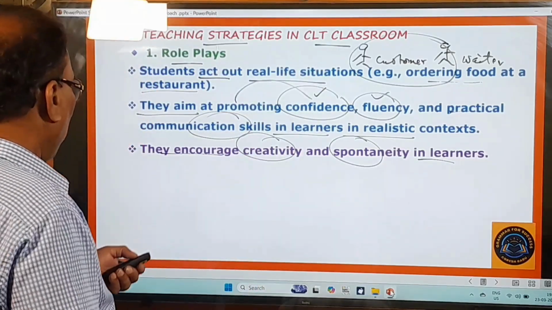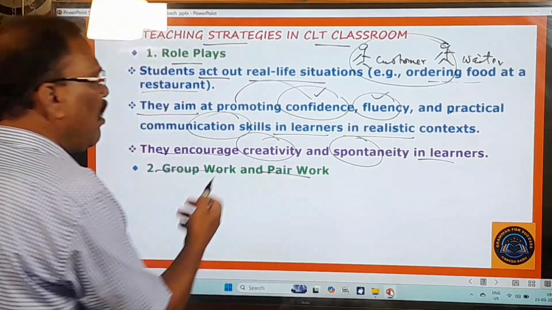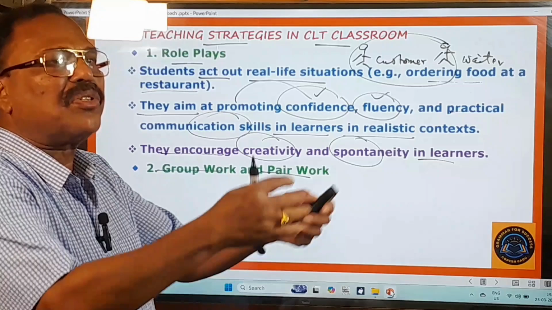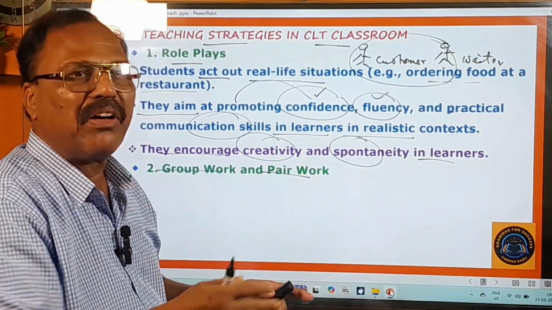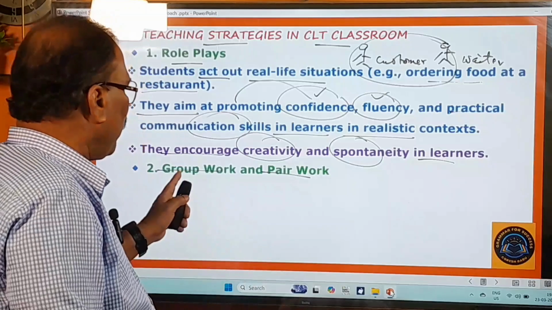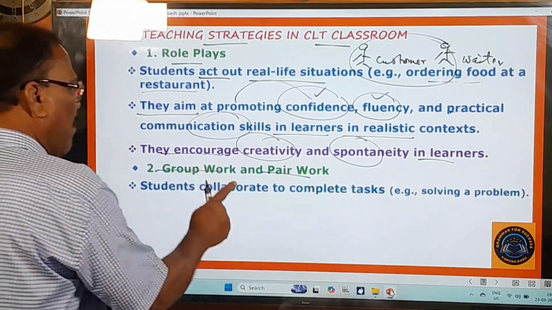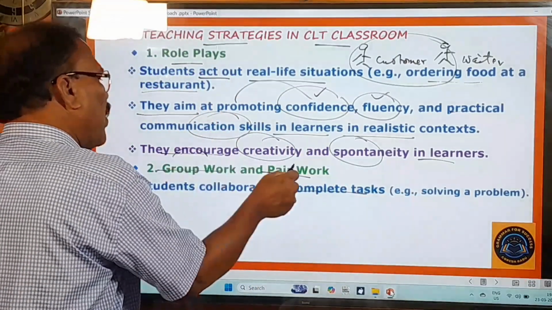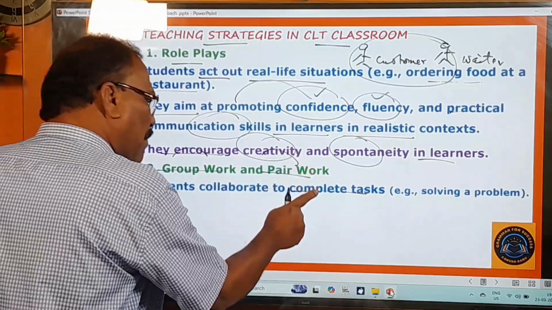Okay, now let's move on to the next one. Here, group work and pair work. All of you know very well about this group work and pair work. Group work means the students will be working in a group, and pair work means the students will be working in pairs. So group work and pair work. So what happens here? Students collaborate to complete a task, working in groups, working in pairs.